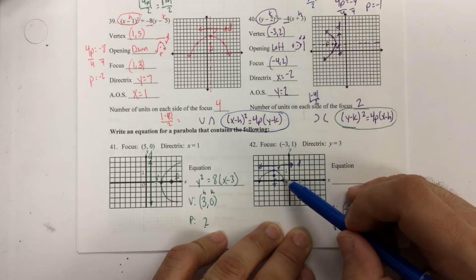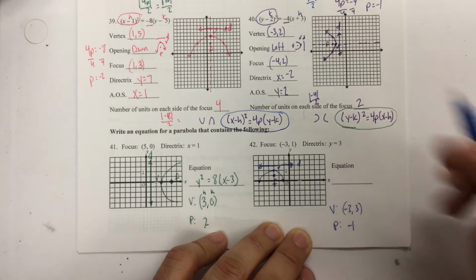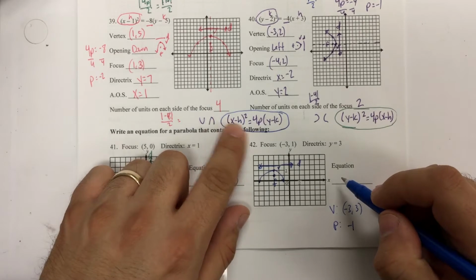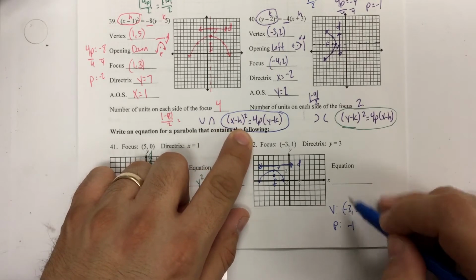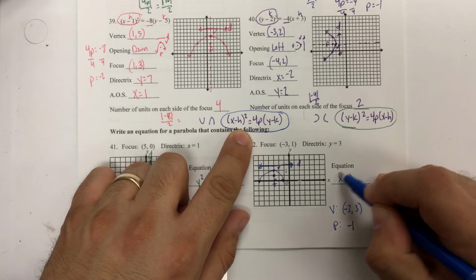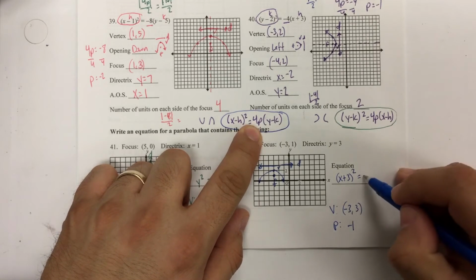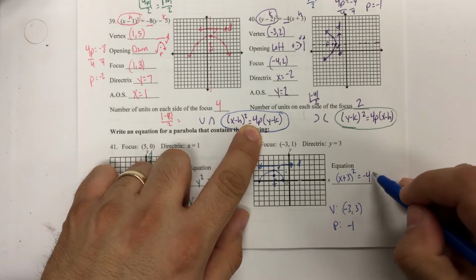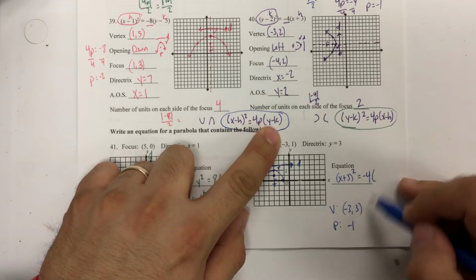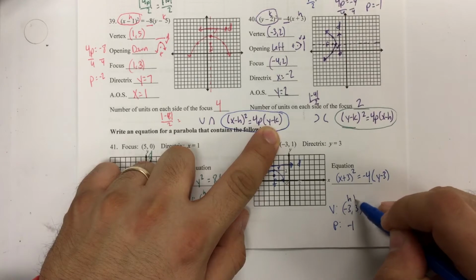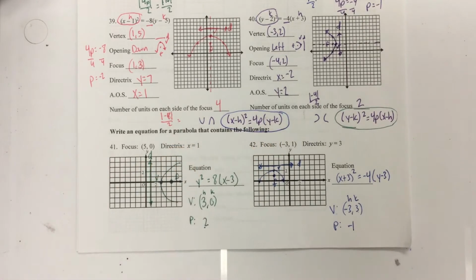So let's make sure. Okay, so x minus h, so x minus negative 3 becomes x plus 3, in parentheses squared, equals 4 times p, so 4 times negative 1 is negative 4, parentheses y minus k, so y minus 3. So this is h and k. And there's my equation. All right, on to the next ones.